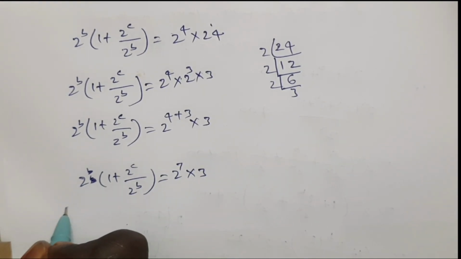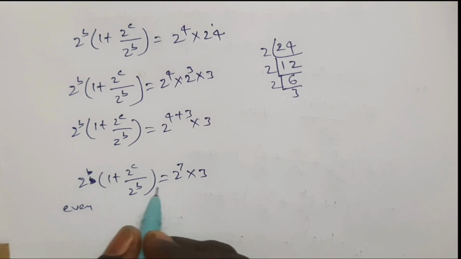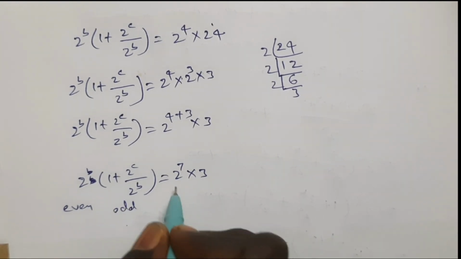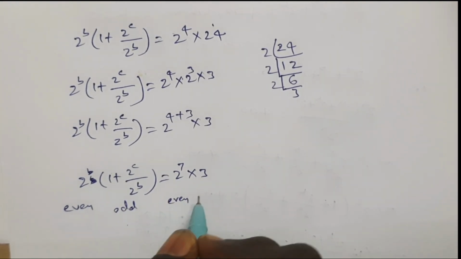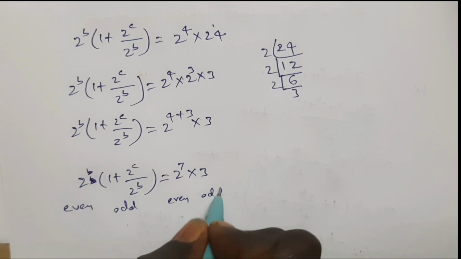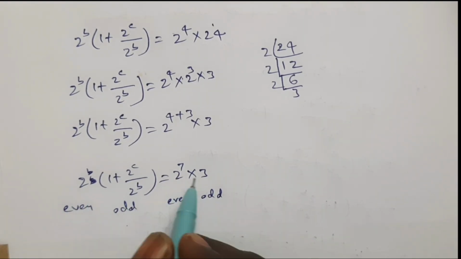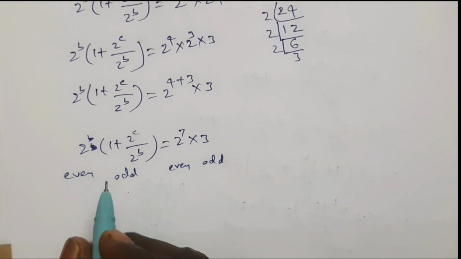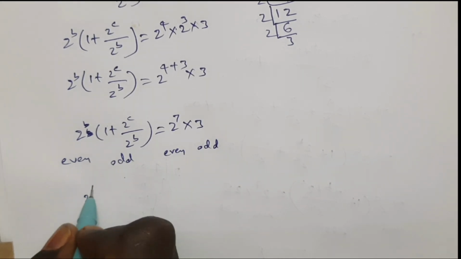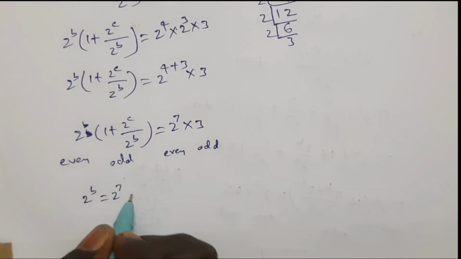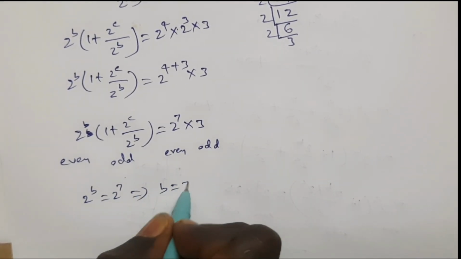ఇక్కడ 2 to the power of b అనేది ఈవెన్ నెంబర్ అవుతుంది. ఇక్కడ 1 ప్లస్ ఉంది కాబట్టి ఇది ఆడ్ నెంబర్ అవుతుంది. ఇక్కడ 2 to the power of 7 అనేది ఈవెన్ నెంబర్ అవుతుంది. ఈ 3 అనేది ఆడ్ నెంబర్ అవుతుంది. సో ఇప్పుడు ఈవెన్ నెంబర్కి ఈవెన్ నెంబర్, ఆడ్ నెంబర్కి ఆడ్ నెంబర్ మ్యాచ్ చేద్దాం. సో అప్పుడు ఏమొస్తుంది, 2 to the power of b ఈక్వల్స్ టు 2 to the power of 7, దెన్ b ఈజ్ ఈక్వల్స్ టు 7.